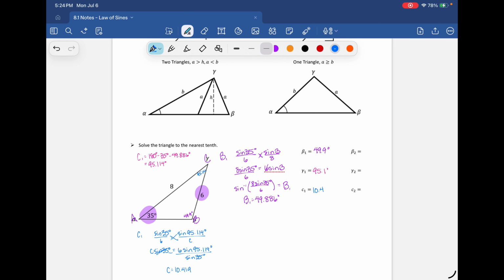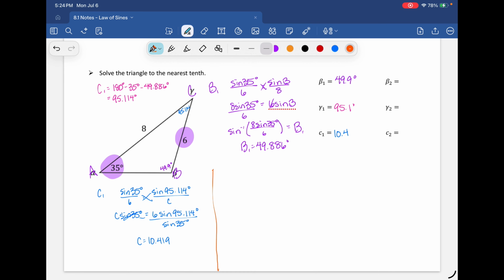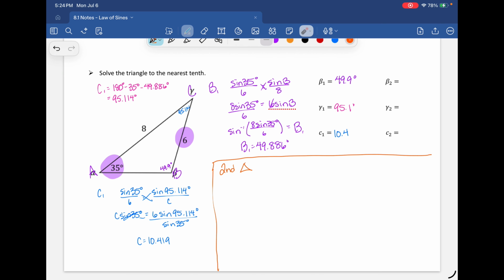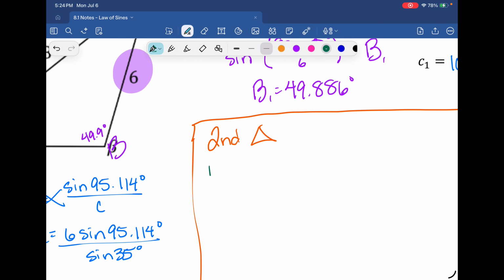All right, since this is ambiguous, the next thing we do is assume that there's a second triangle. So I almost always put a box right here and title it second triangle. That way I know that all the work I do inside here goes with the possible second triangle. I'm going to start with angle B. We're going to call it angle B2. Angle B2 is supplementary with angle B1, so it's 180 minus B1.